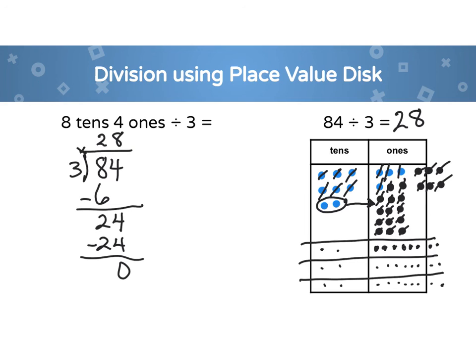The way I can figure if that's correct, I can check it. 28 times 3 is going to equal, if I did this right, 84. Okay, 3 times 8 is 24, and then 2 times 3 is 6, plus 2 more is 8. Yes. Woo!